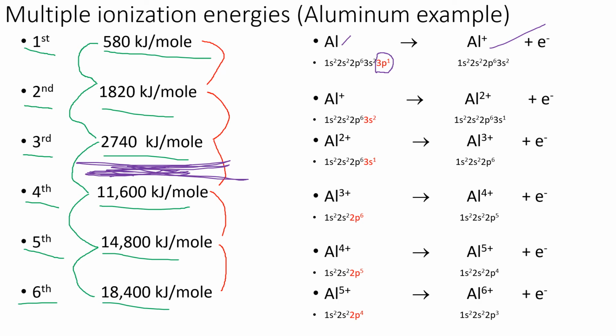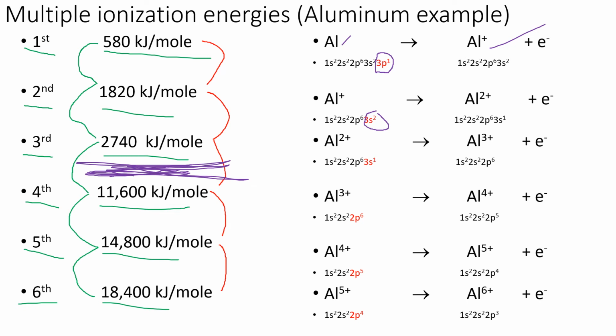Well, what's the second ionization energy mean? I already lost one electron, so I'm going to start with aluminum plus 1. Now I'm going to lose another electron. Well, what electron am I losing? Well, the electron I'm losing now, highlighted in red and circled also in purple, comes from a 3s orbital. That costs 1820.